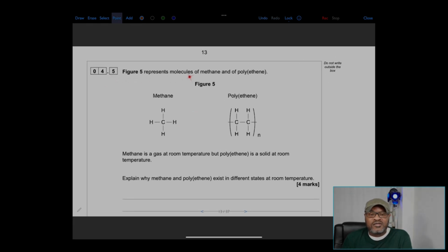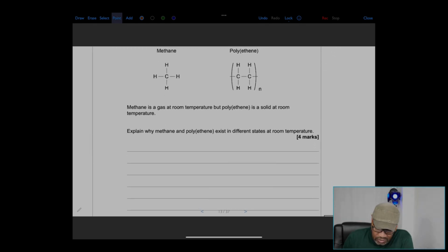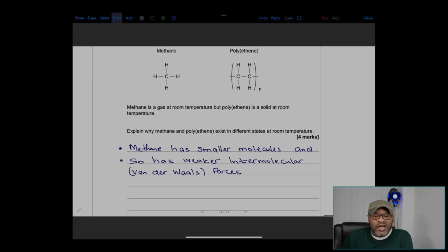Question 4.5. Figure 5 represents molecules of methane and of polyethylene. That's methane and that's polyethylene. Methane is a gas at room temperature, but polyethylene, a polymer, is a solid at room temperature. Explain why methane and polyethylene exist in different states at room temperature. That's due to their structure. Methane is smaller, as you can see, compared to polyethylene, so it has weaker intermolecular forces, such as van der Waals forces.